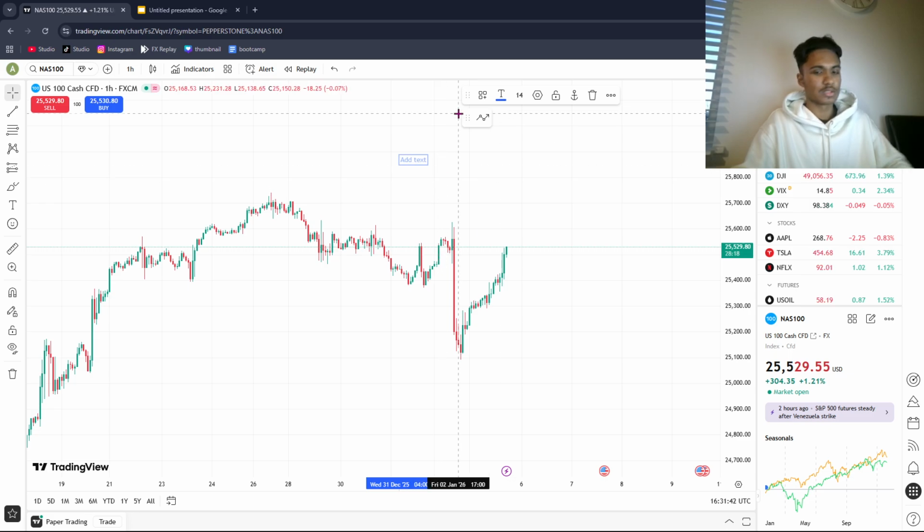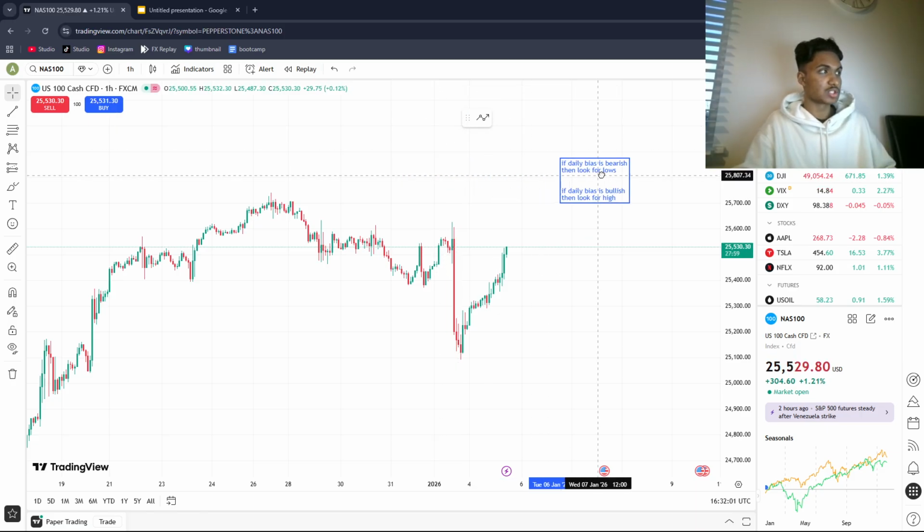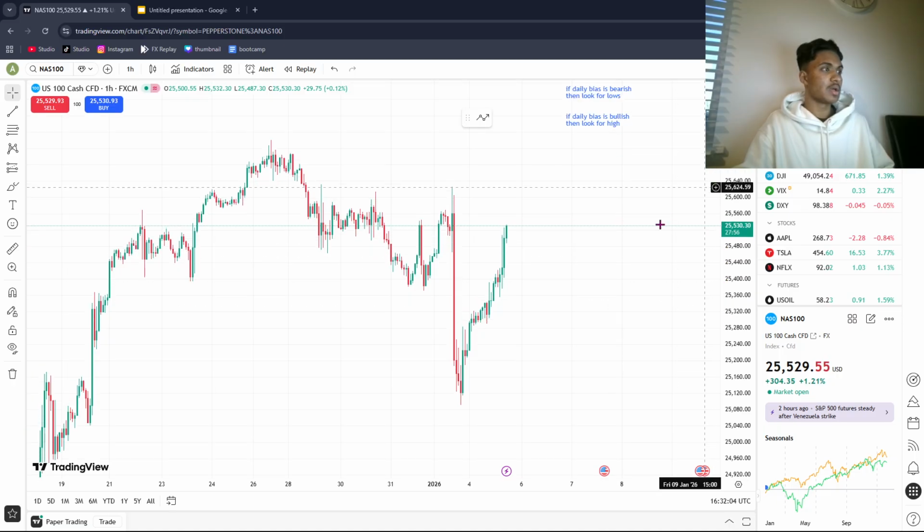One sec. So if daily bias is bearish, then look for lows. So mark out lows. If daily bias is bullish, then look for highs. Okay, look, screenshot that, take notes, whatever.